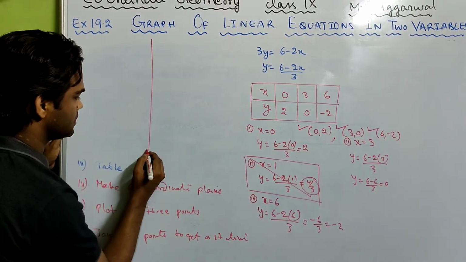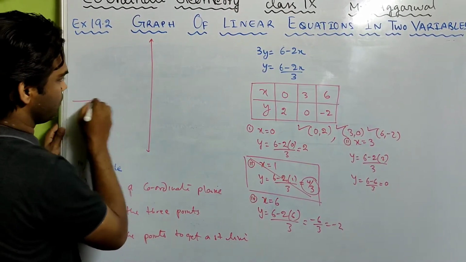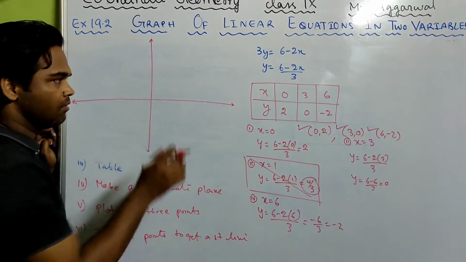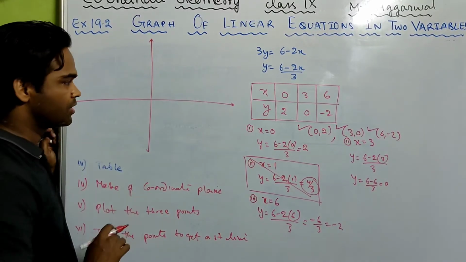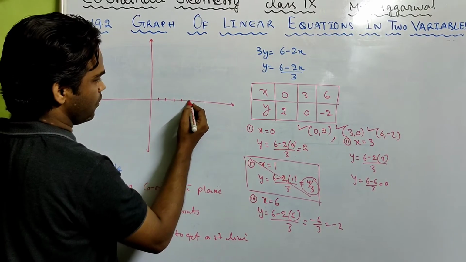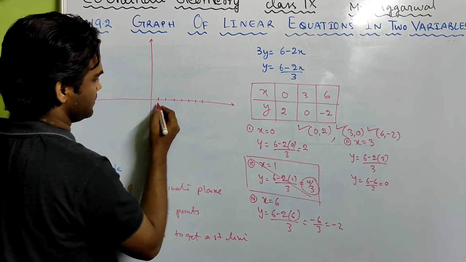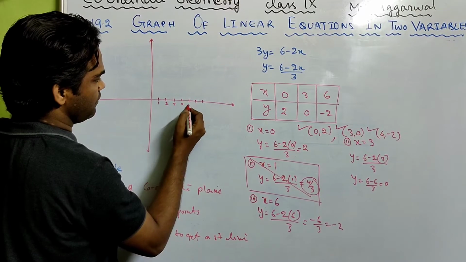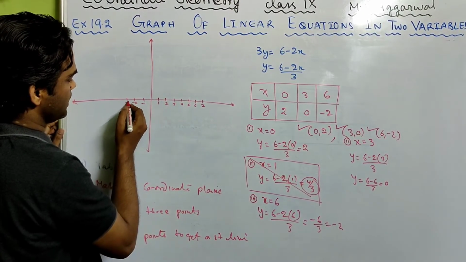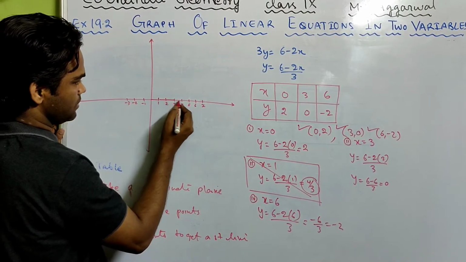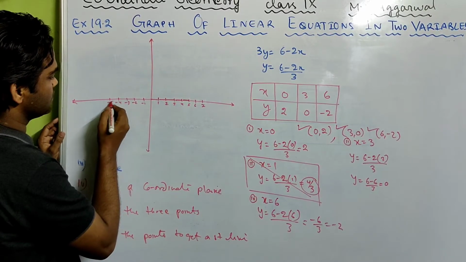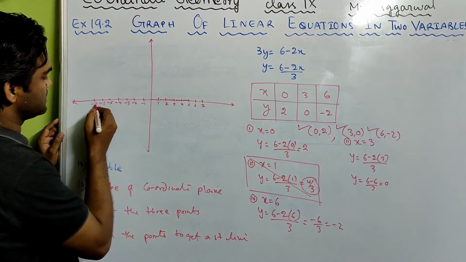Suppose this, it may not come accurate, but still choose the scale of your graph properly. Okay, I'll do 1, 2, 3, 4, 5, 6, 7. 1, 2, 3, 4, 5, 6, 7. Minus 1, minus 2, minus 3, we see the distance between them has to be the same. Okay, minus 4, minus 5, minus 6, minus 7.